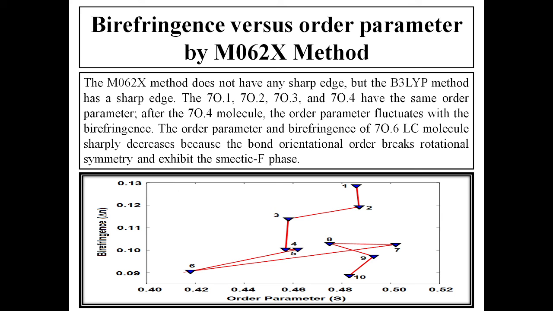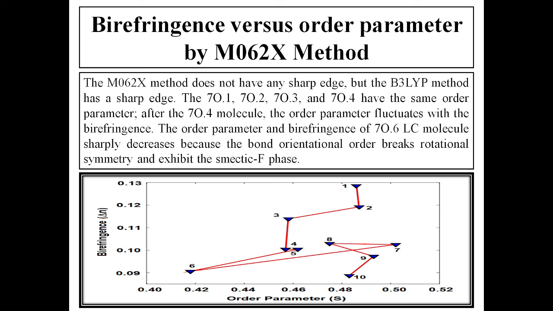Y references versus order parameter by the M062X method. The M062X method does not have any sharp edge, but the B3 method has a sharp one. The 7O1, 7O2, 7O3, and 7O4 have the same order parameter. After 7O4, the order parameter fluctuates with the Y references.